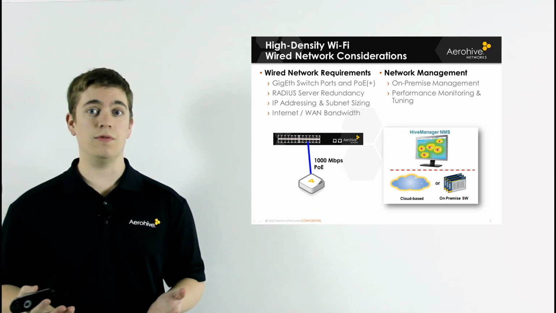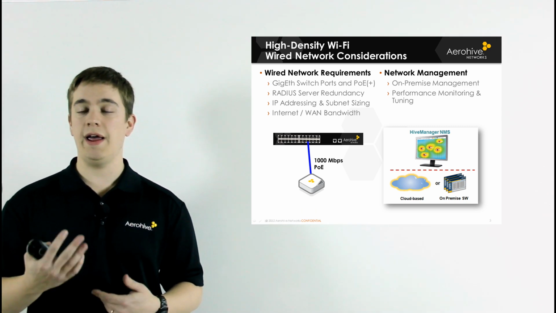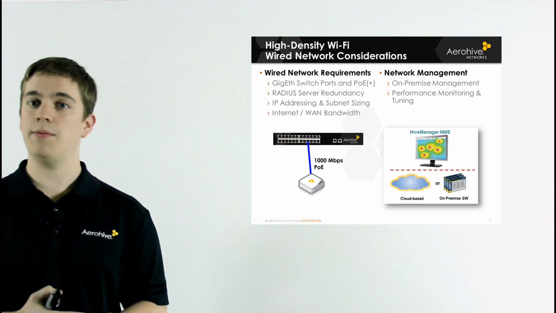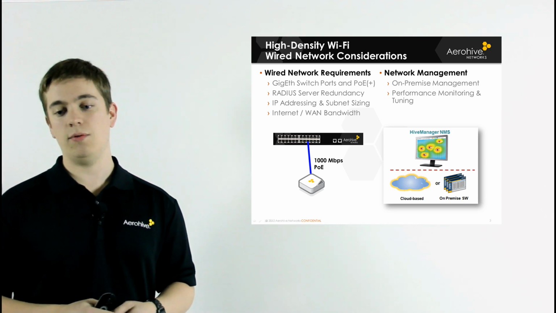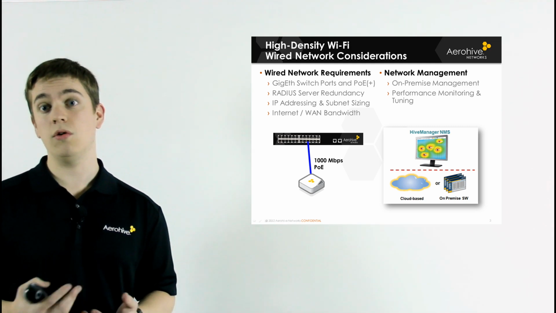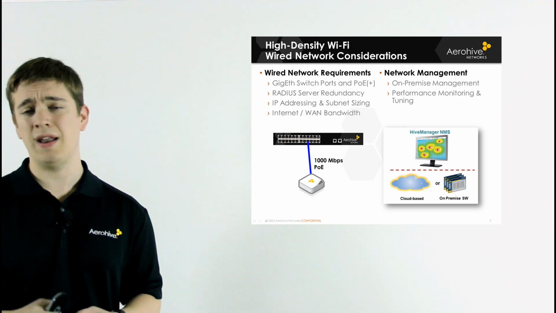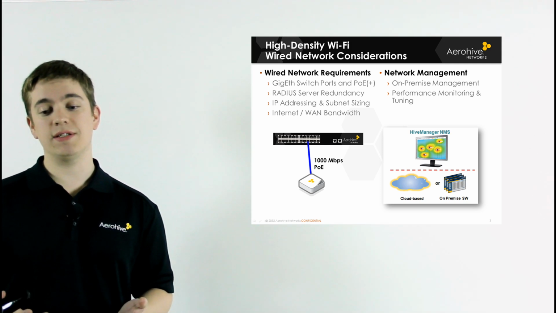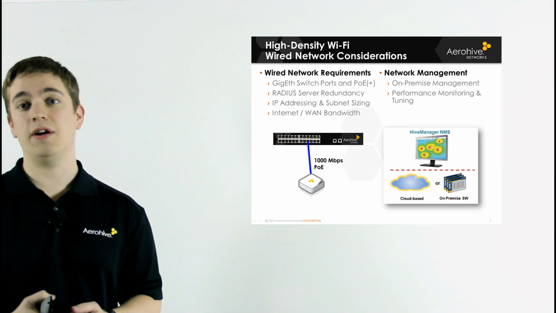Make sure you have RADIUS server redundancy in case you're doing 802.1x authentication over the network, to make sure if you have a RADIUS server problem, you can still maintain operation of the network. And ideally, that RADIUS server or multiple RADIUS servers should be local on the LAN as well, not across a high latency WAN link.